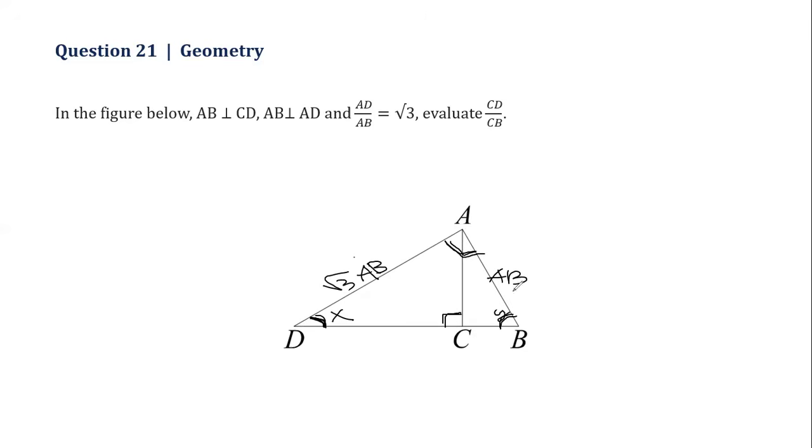So if you apply the Pythagorean theorem, this entire line would have a length of 2AB.